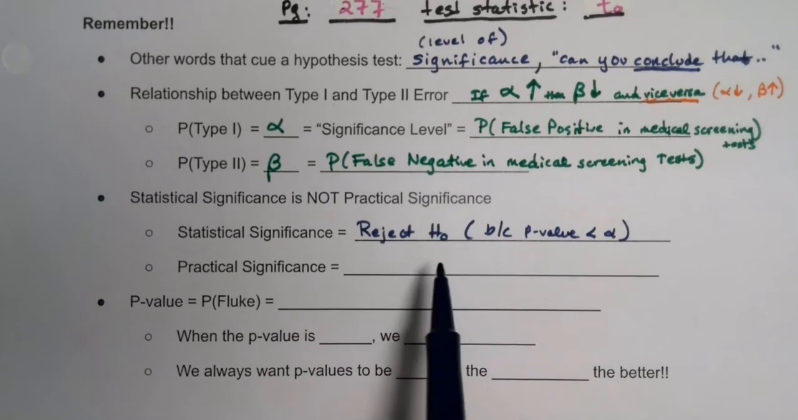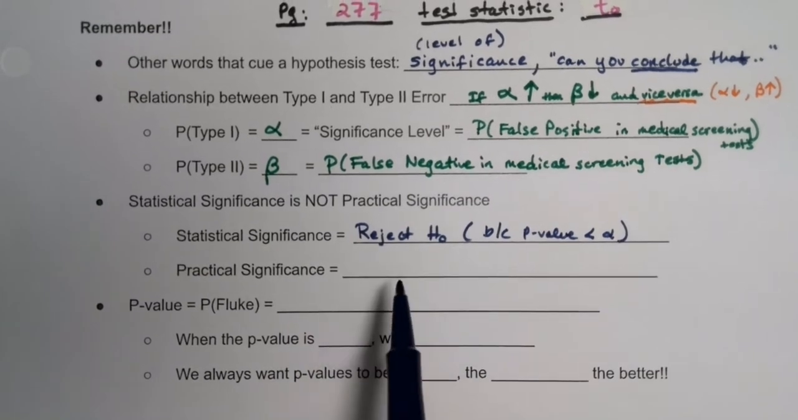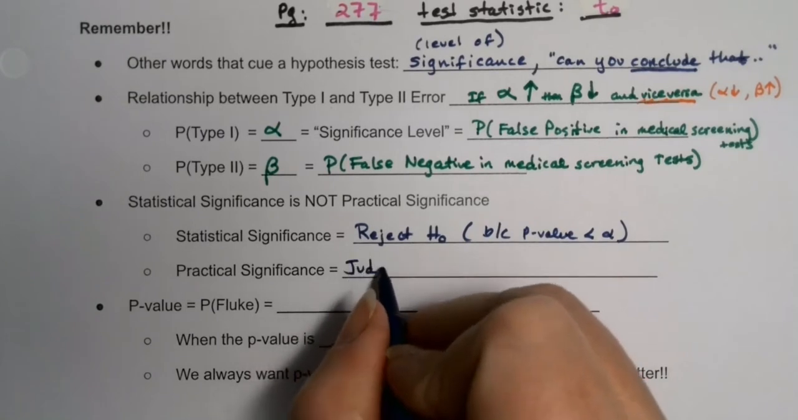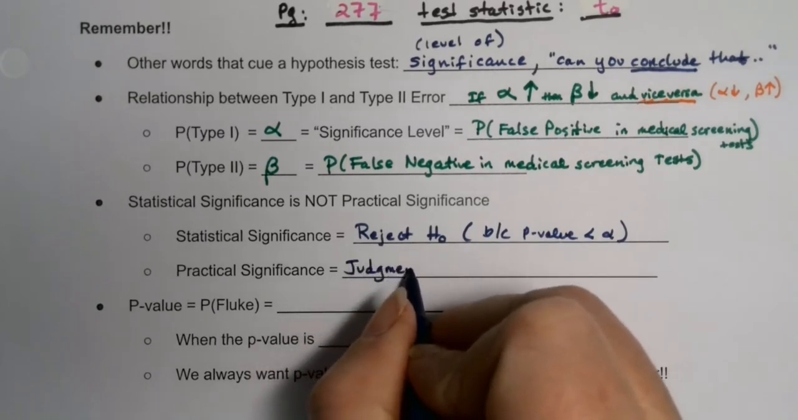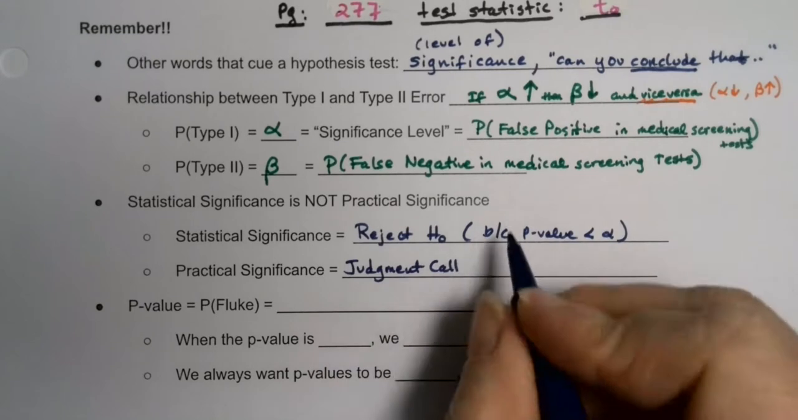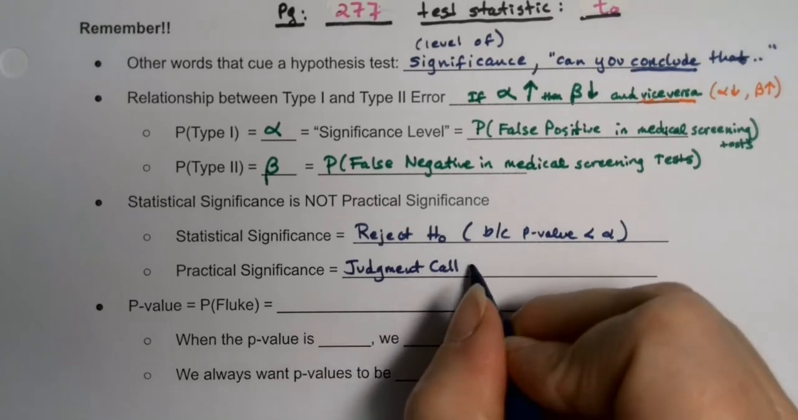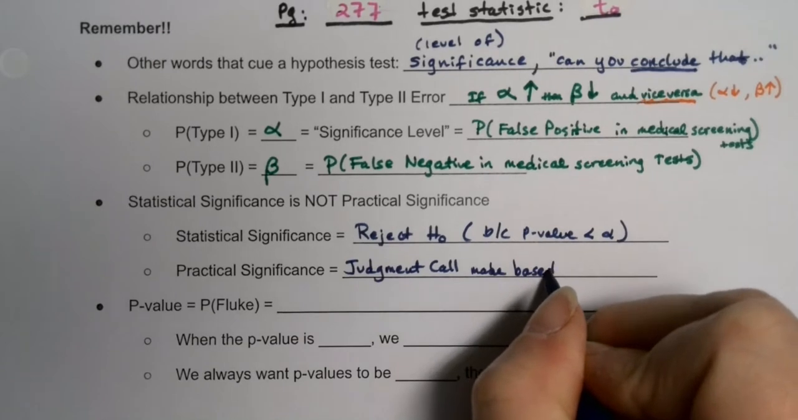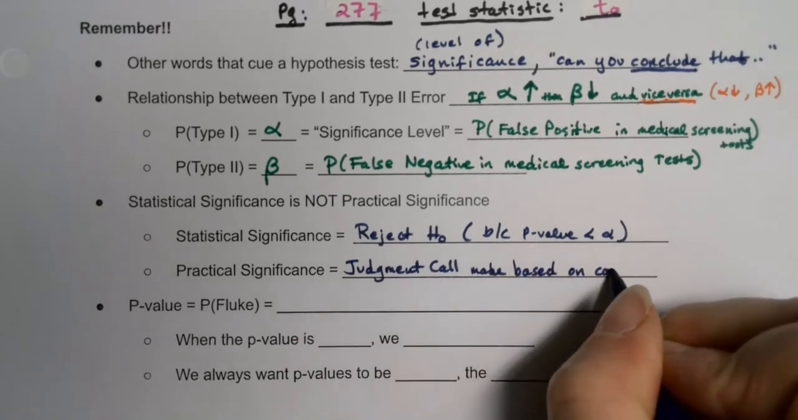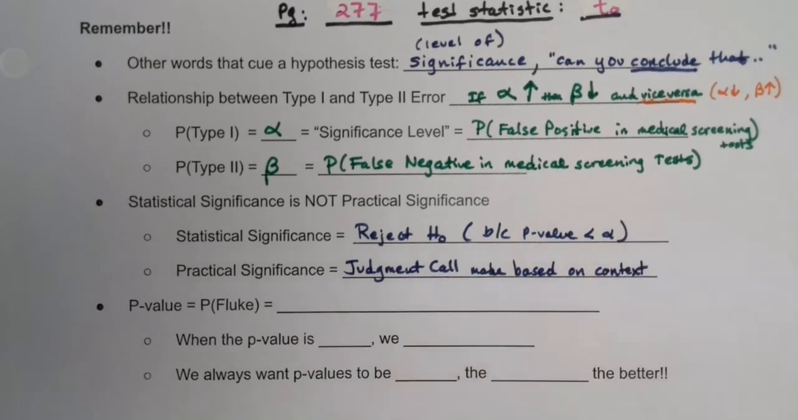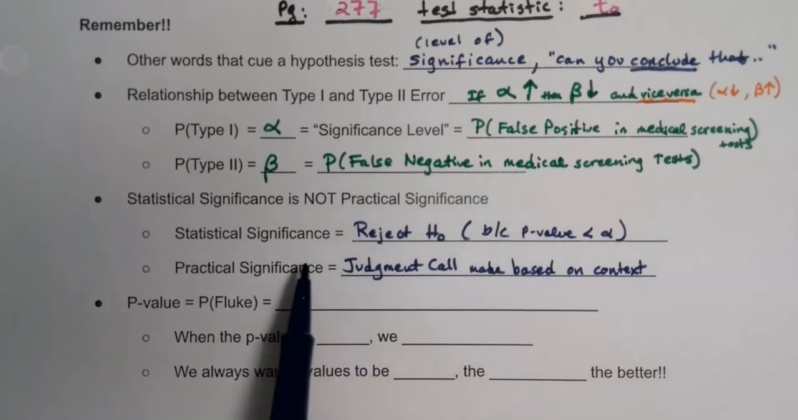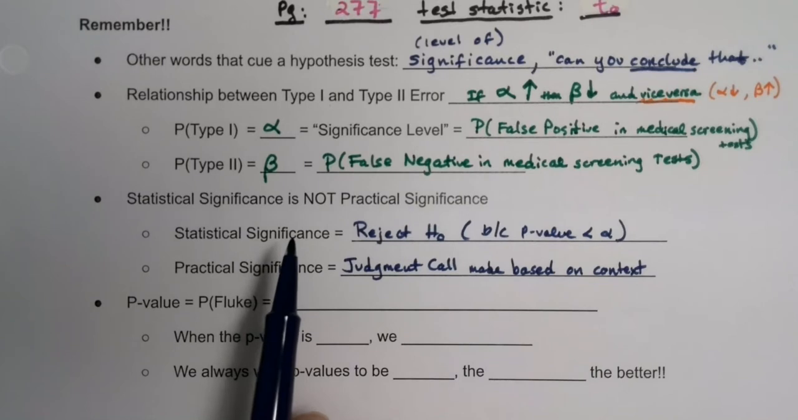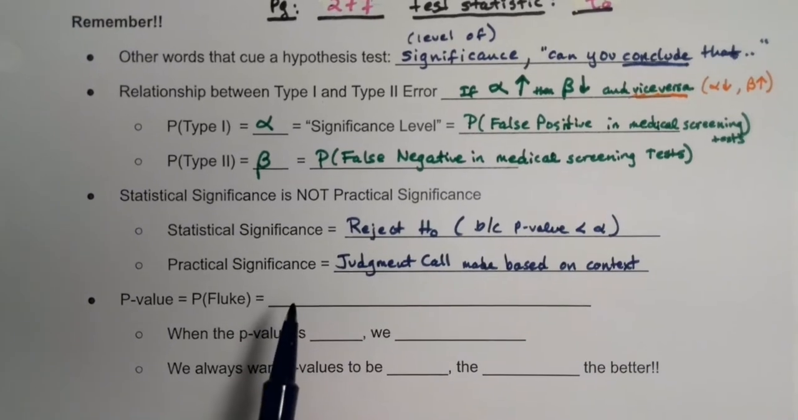But that doesn't necessarily mean practical significance. Practical significance is a judgment call that you have to make based on context. Now, to be fair, you can't be practically significant in general if you're not statistically significant. But statistical significance alone is not enough to make practical significance.